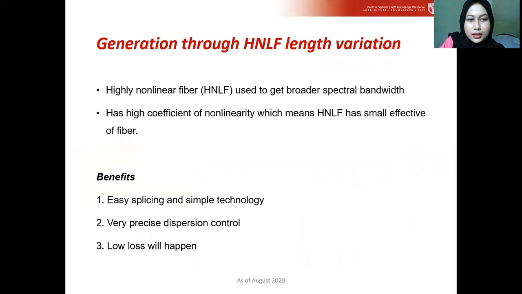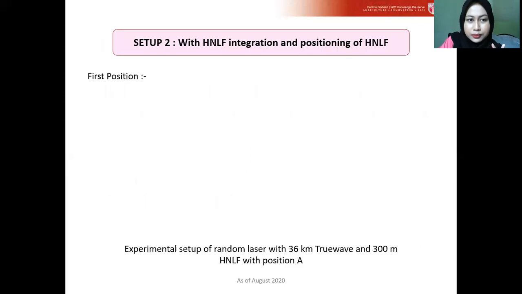This is the generation. The next one is generation through highly nonlinear fiber length variation. Highly nonlinear fiber is used to get broader spectral bandwidth, and it has a high coefficient of nonlinearity, which means this type of fiber has a small effective area. The benefits of this type of fiber are easy splicing and simple technology, very precise dispersion control, and low loss during the experiment.